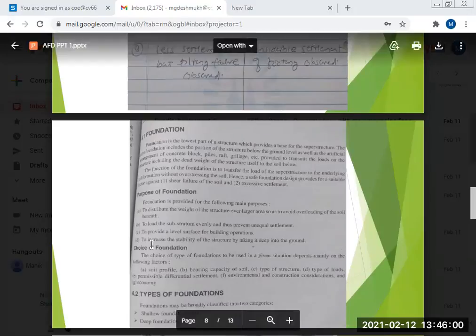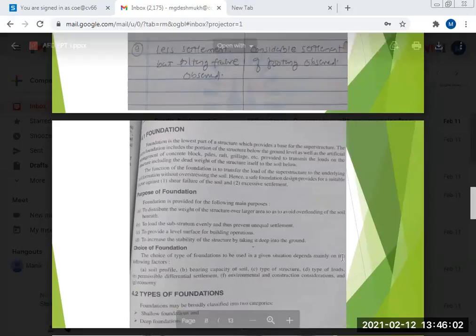And third is to provide a level surface for building operations. Of course, the surface should be a level one, not at a differential level. That is the third one. And to increase the stability of the structure by taking it deep into the ground. Deep in the sense, soil where it is firm, वहां तक आपको structure को लेकर जाना है, so that the foundation can be stable.